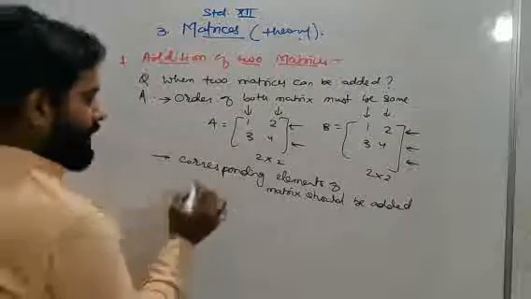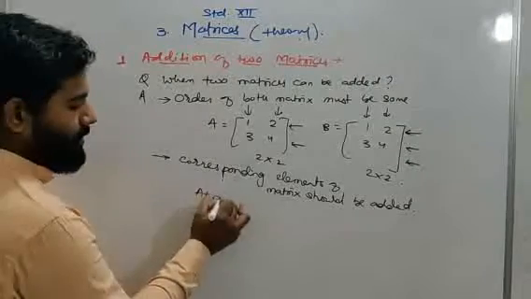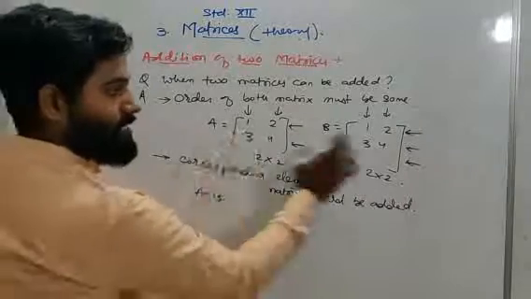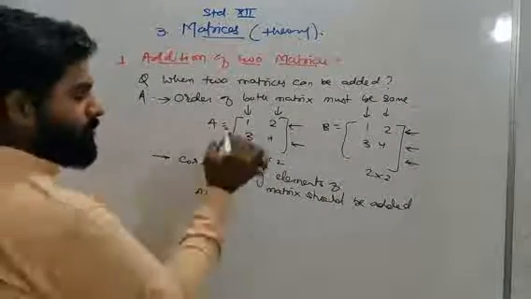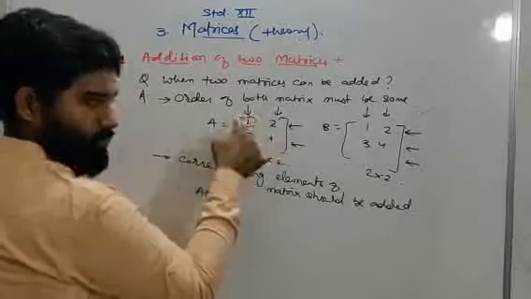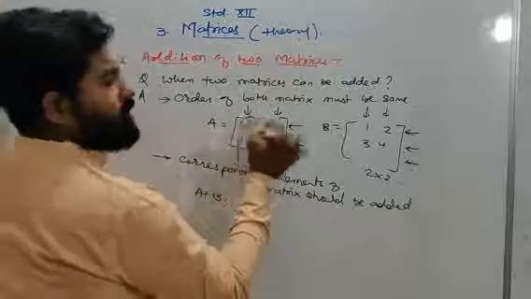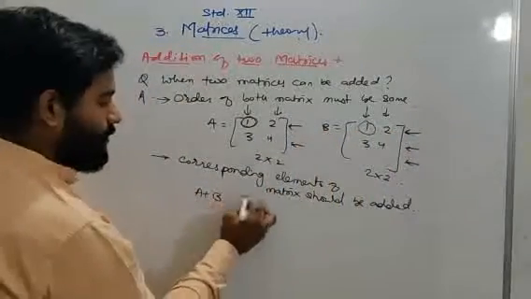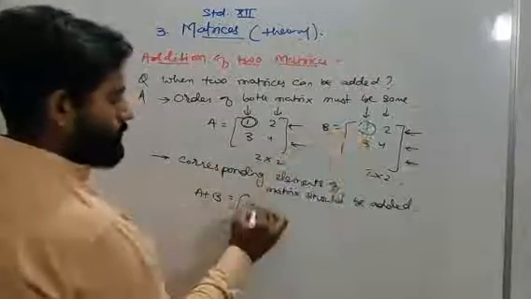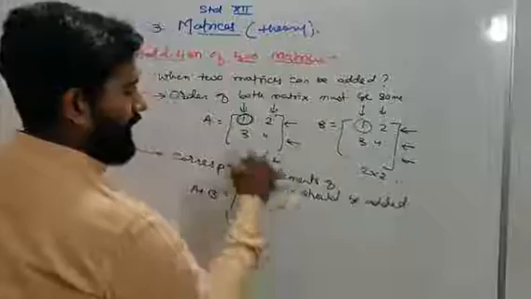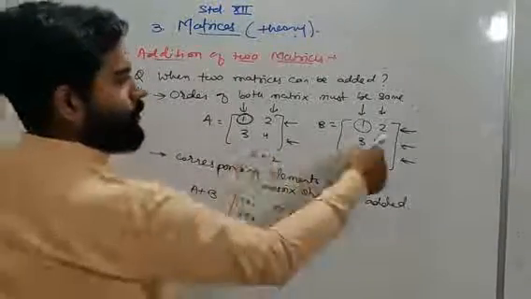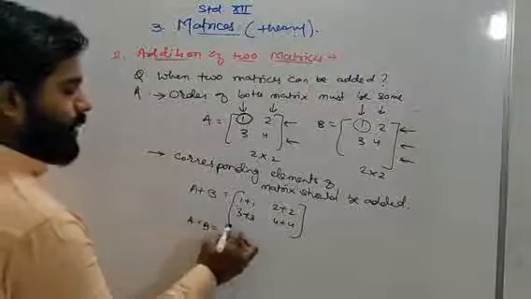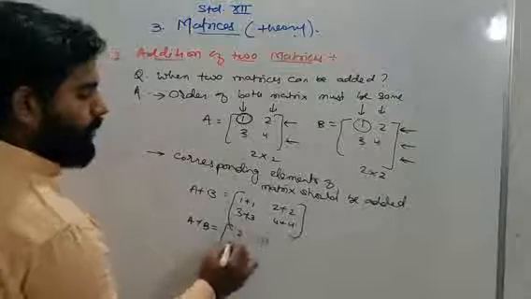If I'm asking you what is A plus B, you have A and you have B, and you know that the order is the same. Then consider the corresponding positions. This is the first row, first column element. It is going to add with the first row, first column element of the second matrix. That is simple. 1 is going to add with 1, 2 with 2, 3 with 3, 4 with 4. That's it. So the answer of A plus B is 2, 4, 6 and 8.